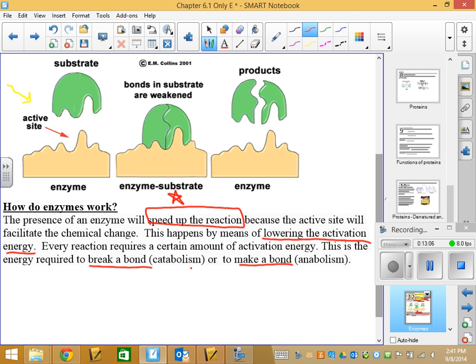So if I take a look at the illustration, this is illustrating catabolism, where I'm breaking something apart. My bonds are being weakened when the enzyme and the substrate are attached, and this just makes it easier for my one substrate to become two different products. So it's broken apart.